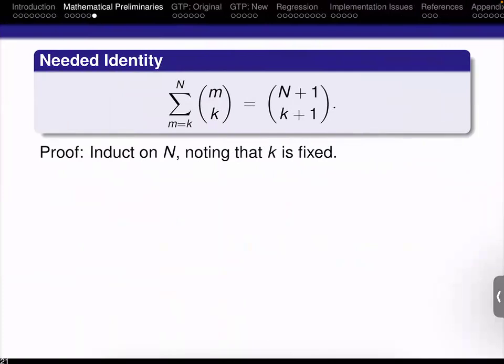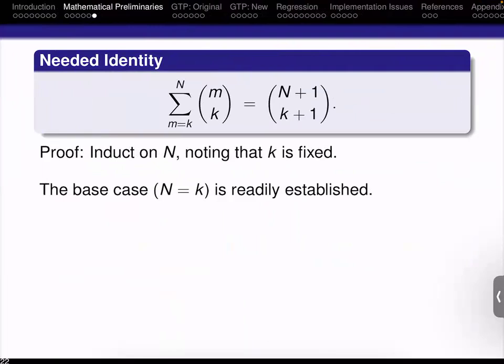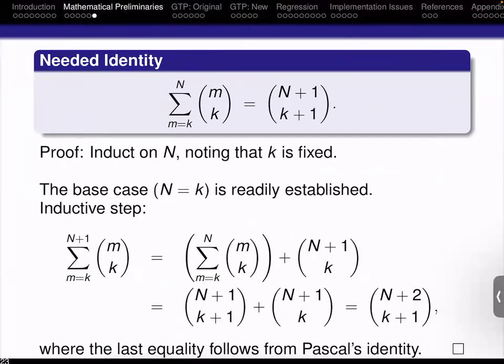And again, when you're trying to prove something by induction, it's really nice if you know what you're trying to prove. For the base case, if I take n equals k, then both sides are just 1 because there's only one term in the sum. So it's pretty straightforward. Now we have to do the inductive step. We assume it's true up to n. If we want to sum from k to n plus 1, we have the sum up to n, and then one more term. By induction, the sum up to n is just n plus 1 choose k plus 1. The last term is n plus 1 choose k, and now it just follows by Pascal's identity.